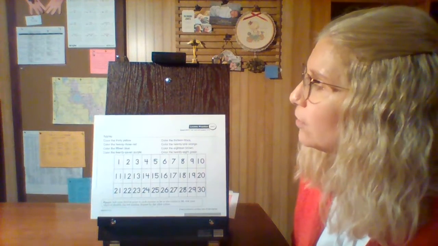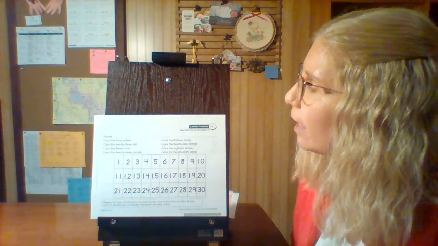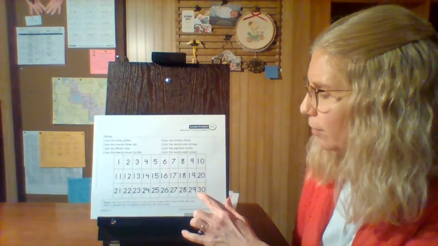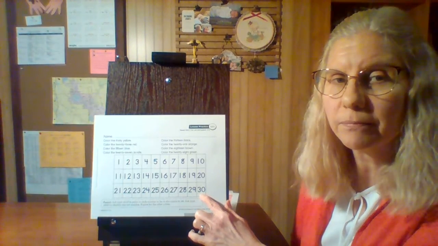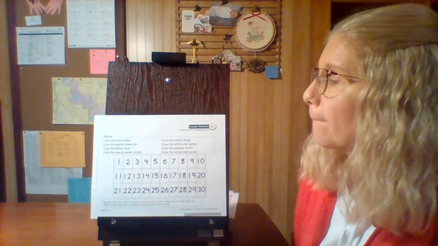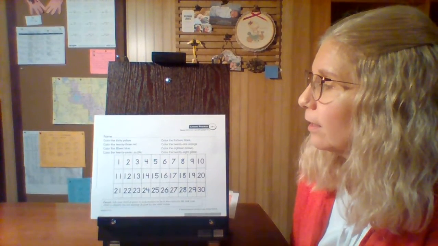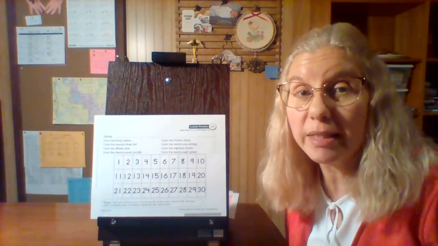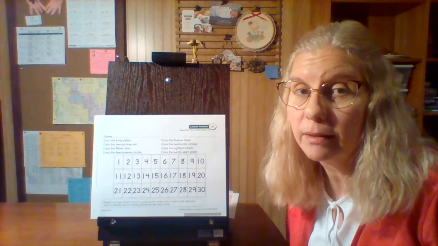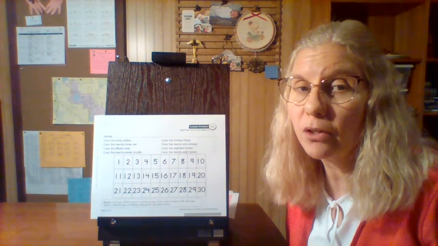Okay, so it says color the number 30 yellow. So 30 is a 3 and a 0, and it's way down here on the bottom. So you want to color that one right here yellow. Next one says color the 23 red. You need to find 23 and then color that red.